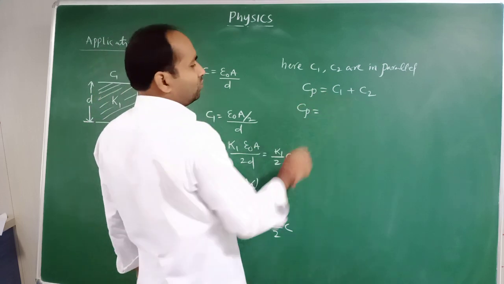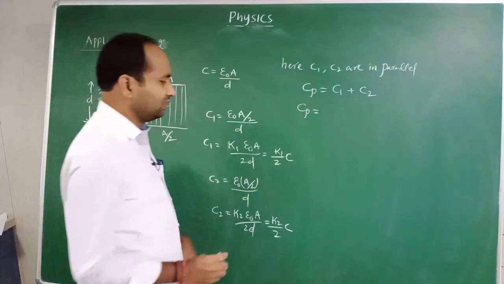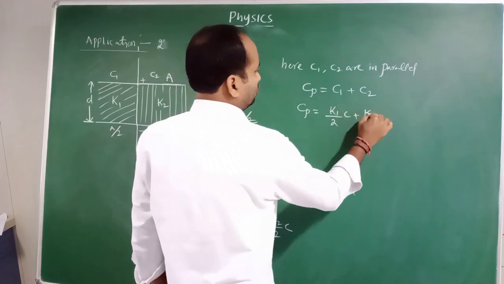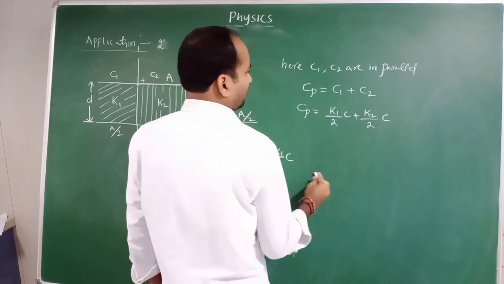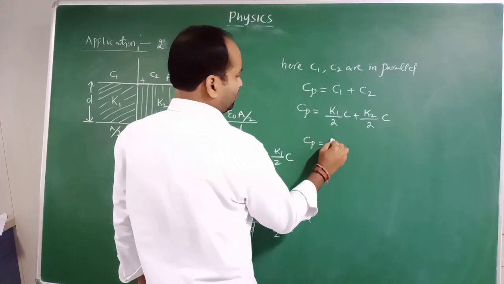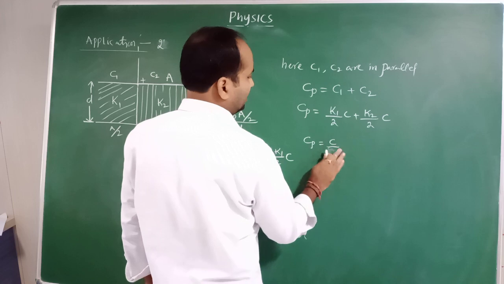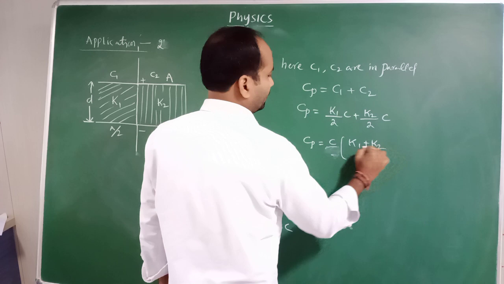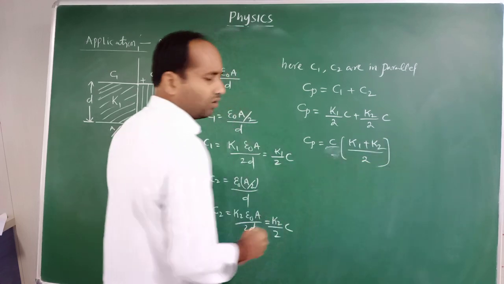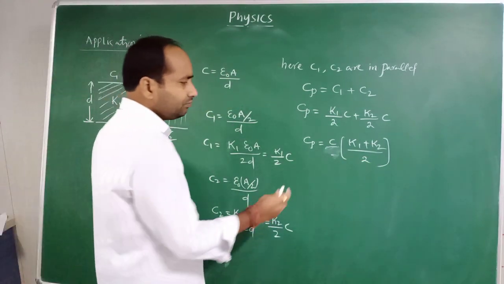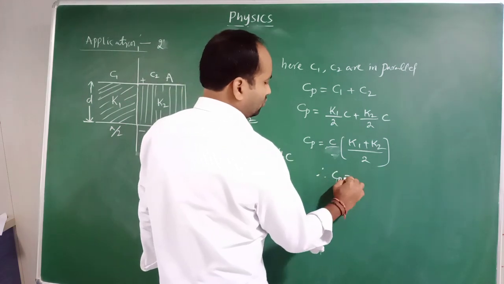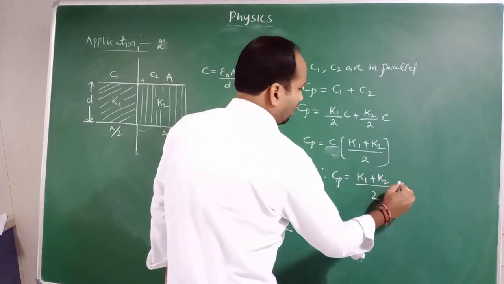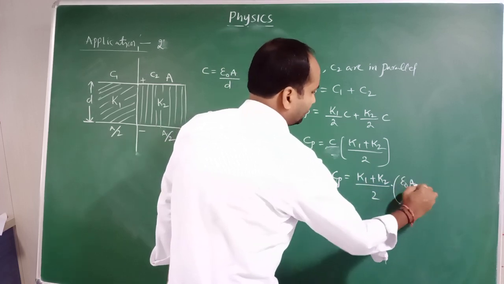Now what is Cp equal to? C1 plus C2. Substitute the values: K1 by 2 C plus K2 by 2 C. Since C by 2 is common, we may write Cp is equal to K1 plus K2 by 2. Therefore Cp is equal to K1 plus K2 by 2 of epsilon naught A by D.